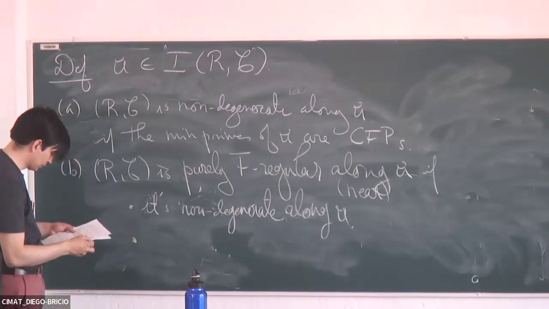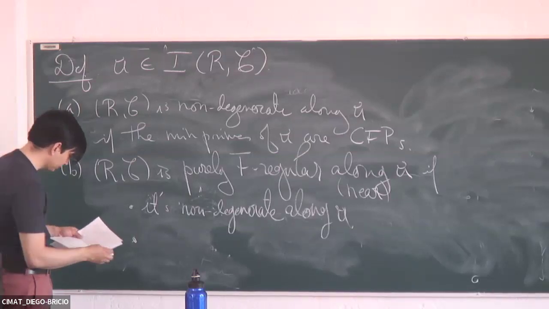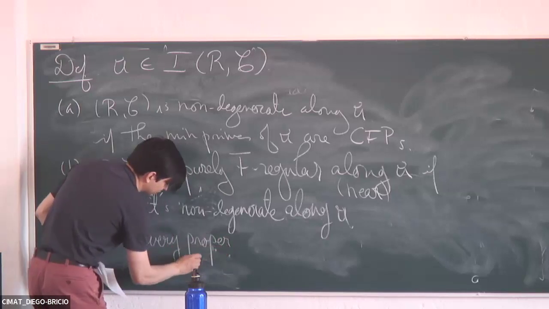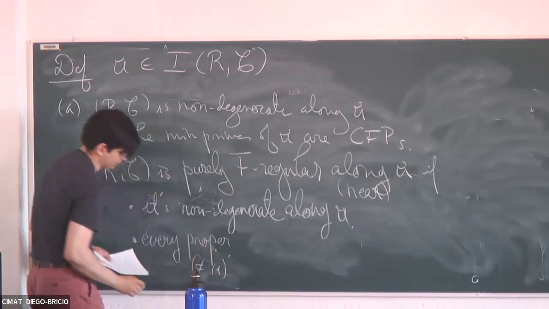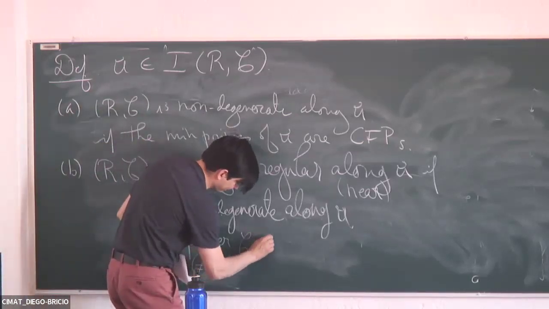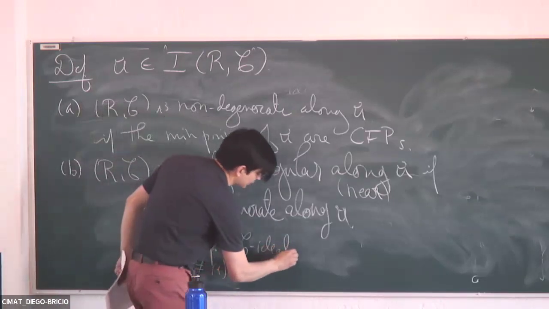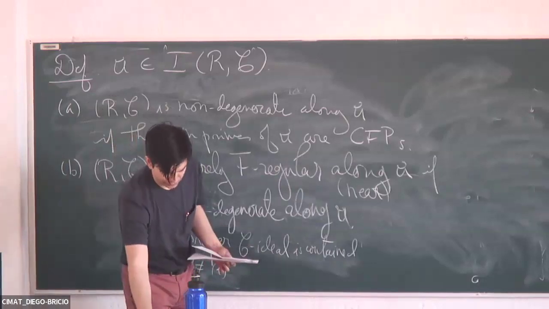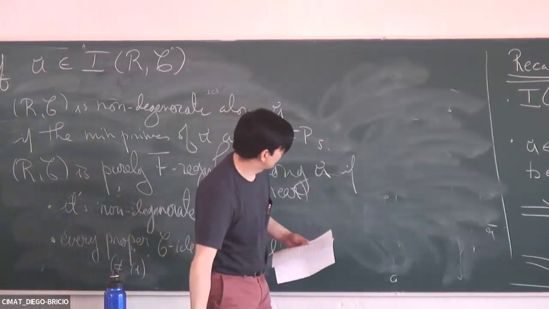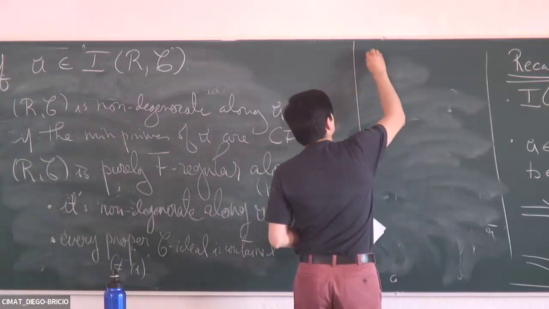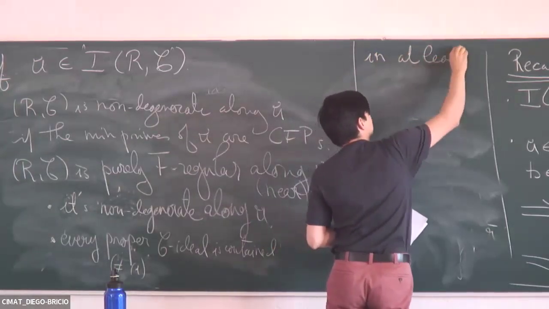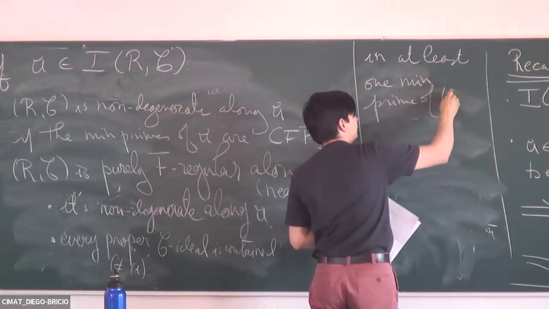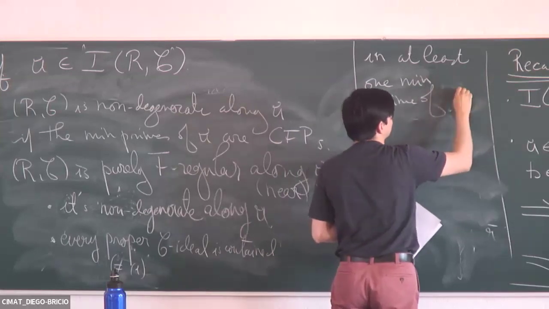And second, every proper C ideal of R, C, remember proper means just different from one, is contained in at least one minimal prime of A.